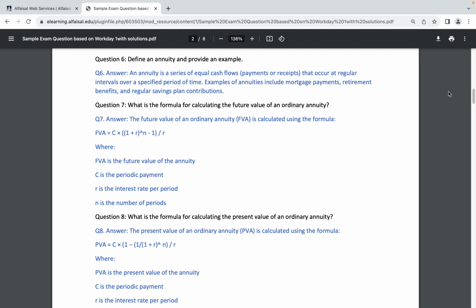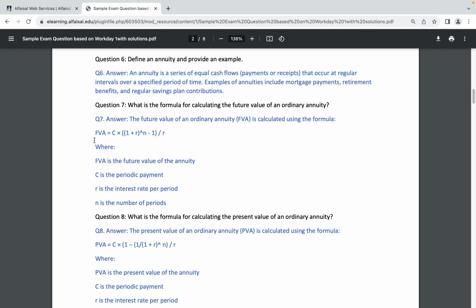Question 7. What is the formula for calculating the future value of an ordinary annuity? Again, this is not a question that you'll receive in an exam, but it's very important that you understand this formula. That's why I put it here in sample exam questions. I will give you a formula sheet in the exam.